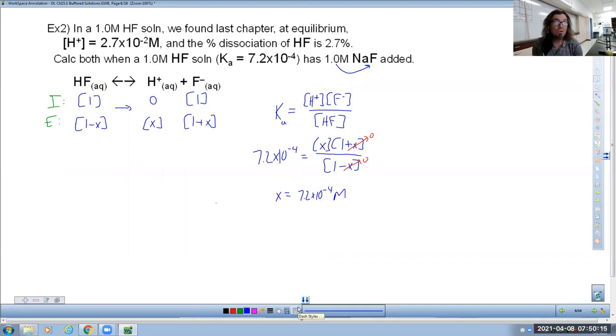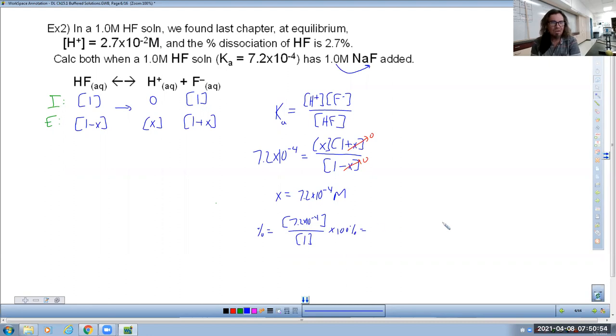Now, do you notice that up there when we did this question in chapter 14, the answer came out to be 2.7 times 10 to the negative 2nd molar when it reached equilibrium? In other words, there was 100 times more hydrogen ions in solution when it wasn't buffered. But your textbook knows that to say that to students, it's going to cause them to really not think about it. So then what they had us do was also do a percent dissociation so that we could say that the percent equals 7.2 times 10 to the negative fourth divided by the original concentration of one and then times that by 100%.